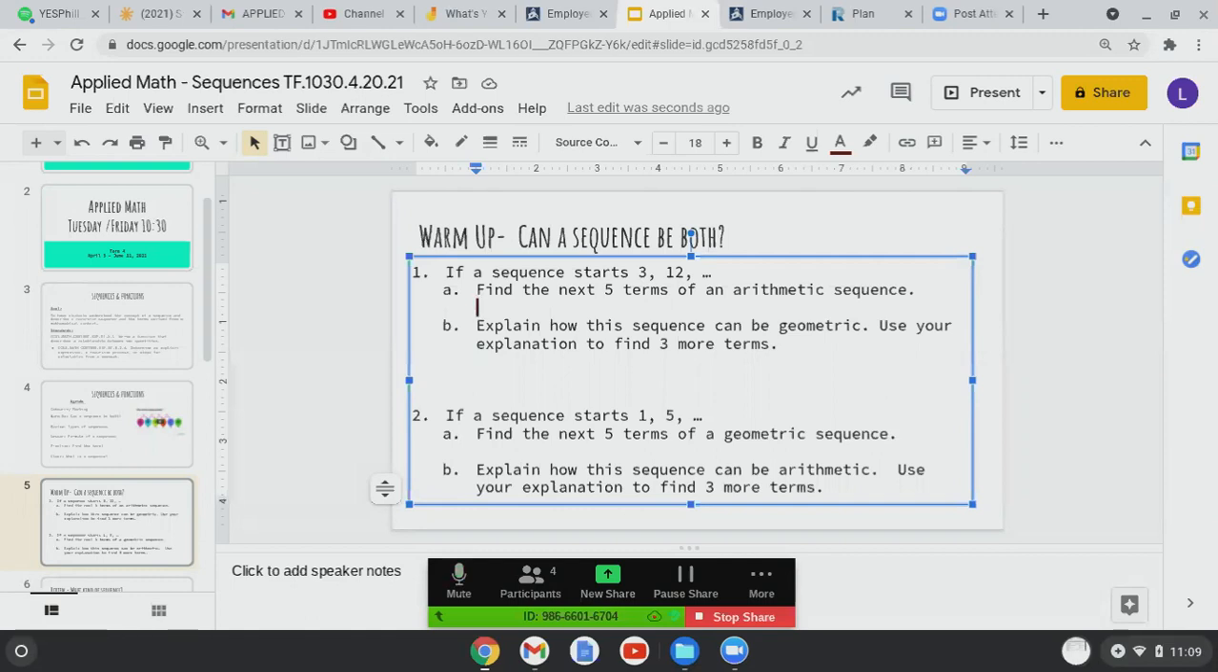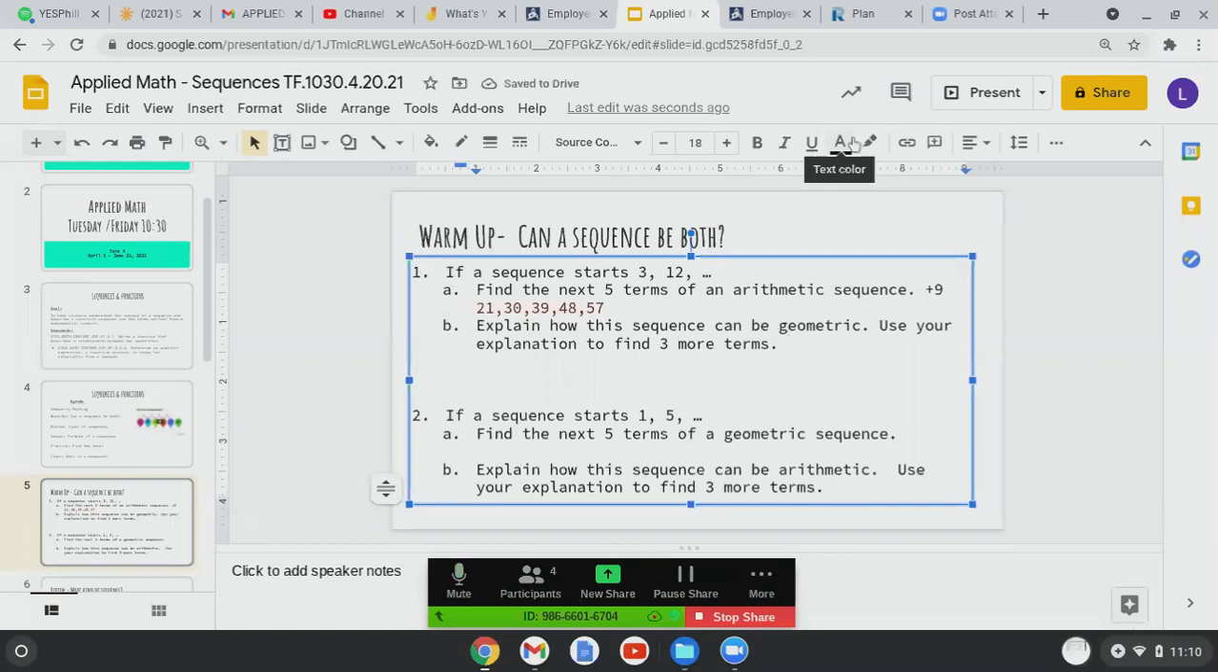So what are you doing here? Adding, so it would be 21. Well, I added 9. Absolutely. 30, 39, 48, and then 57. Yep. And to make it geometric, you would just multiply by 4. Exactly. So to make it geometric, you're going to multiply by 4.